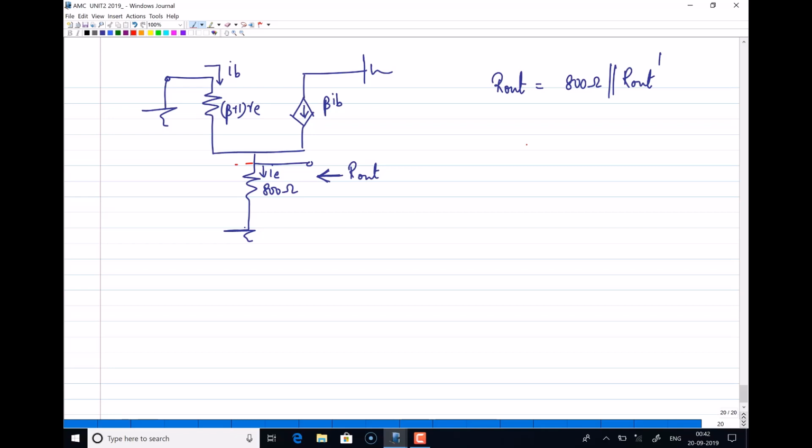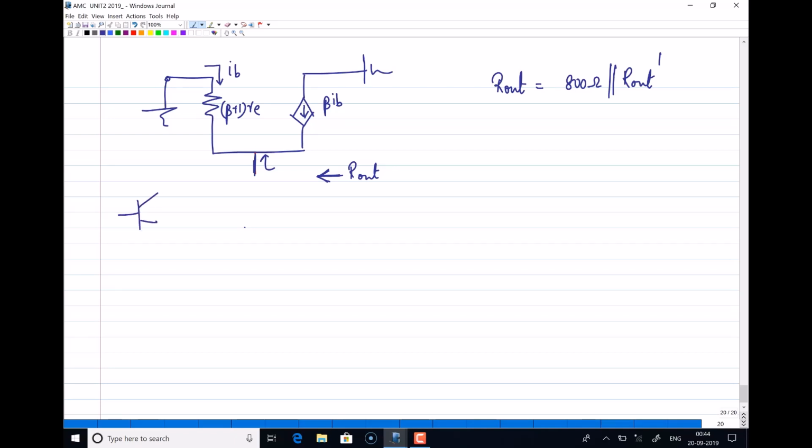To find the output impedance here, the simplest way is to keep this aside and see the impedance seen from this side. Without solving, you can tell the impedance seen at this side. What is the impedance seen from the emitter? We derived that a little before. If it is a MOSFET, the impedance seen is 1 by gm. So here it is equal to RE.